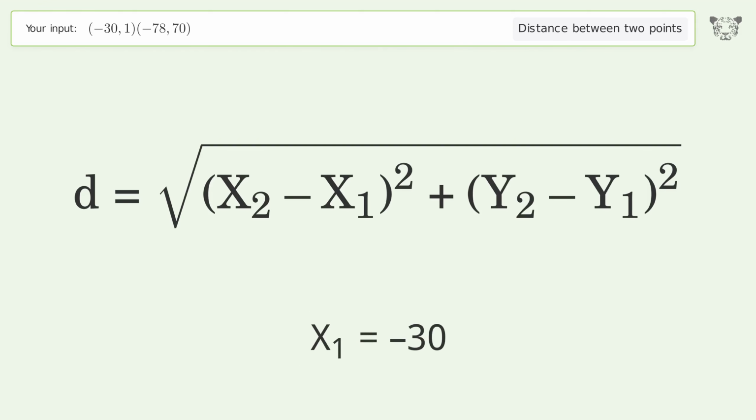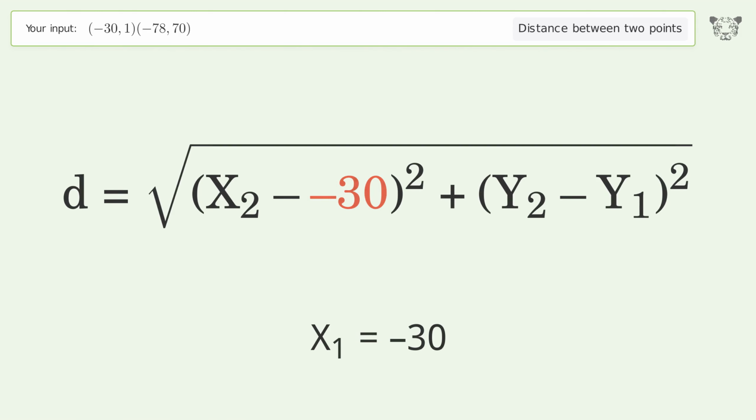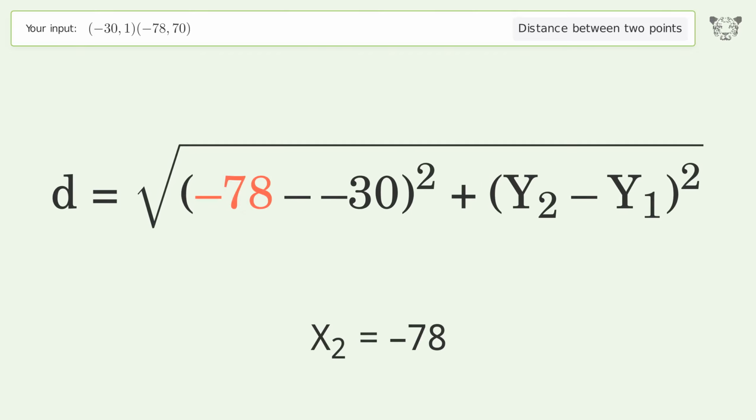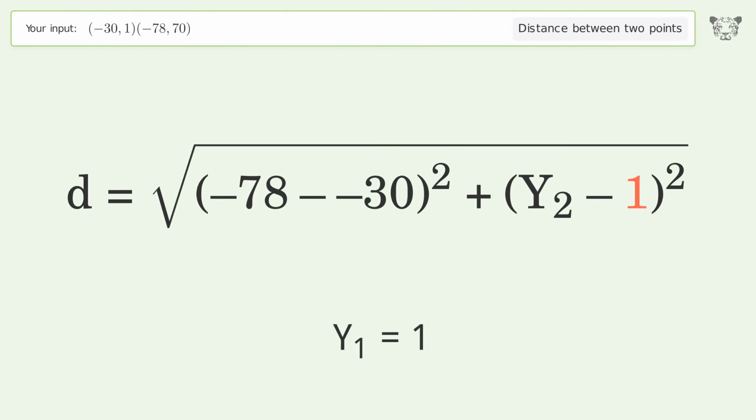x1 equals -30. x2 equals -78. y1 equals 1. y2 equals 70.